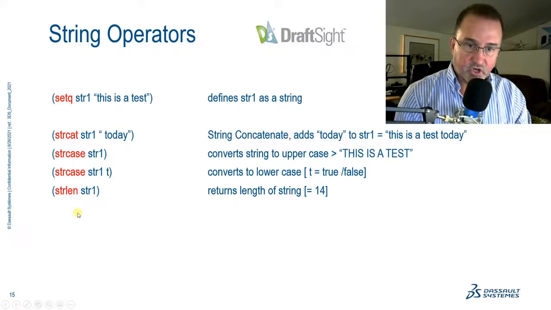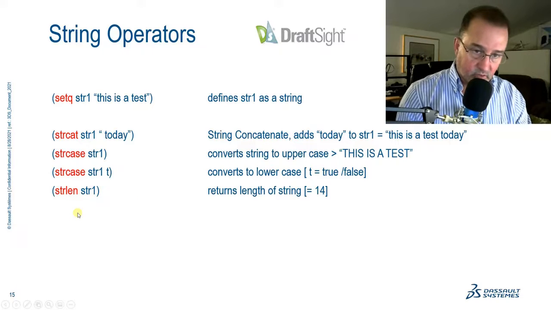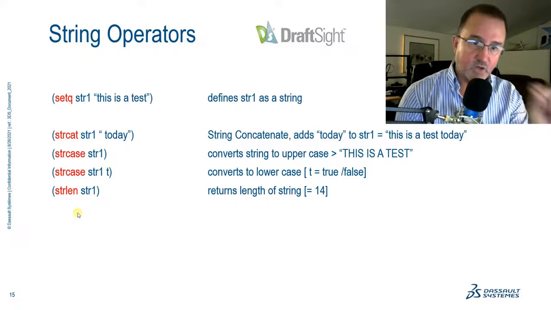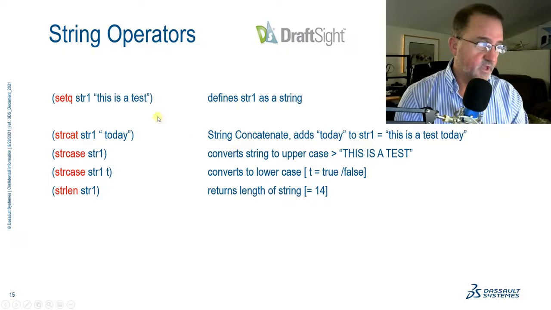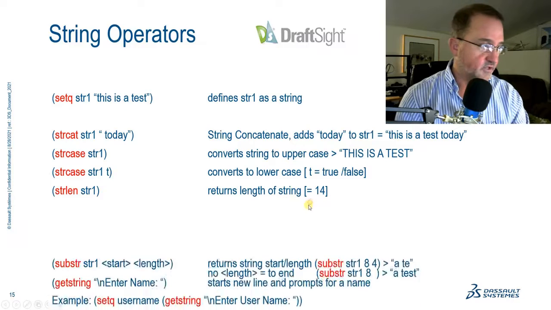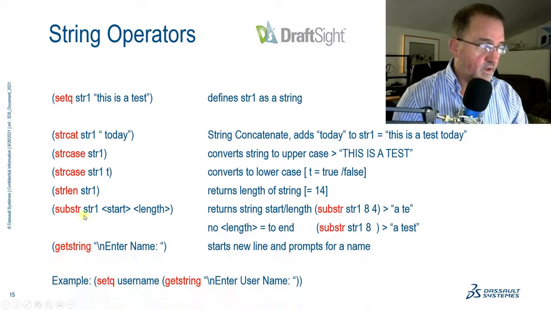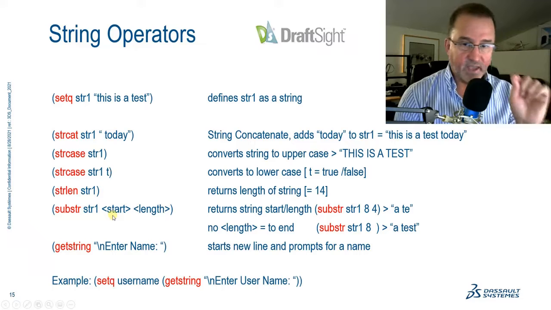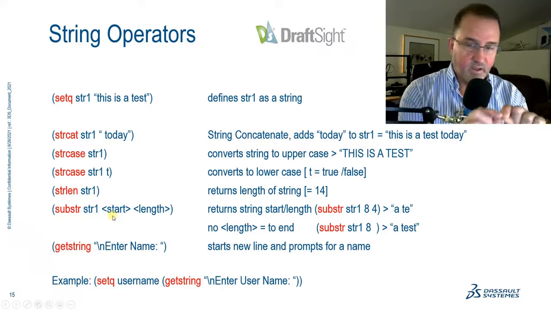The other function here called strlen, or string length, as I like to call it, just returns an integer which tells you how long that string is. So if I do a string length of str1, it comes back with the number of 14. It's 14 characters long. And there's another function called substring that will allow me to take that string starting at a position and then however many characters I want and return that value.